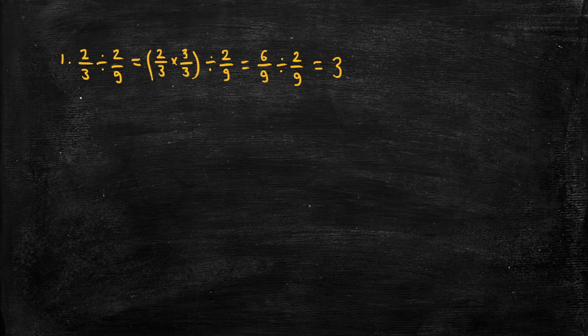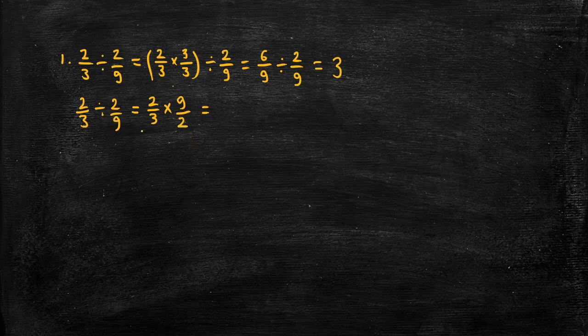So that's one method. Another method is called invert and multiply, or sometimes known as keep, change, flip. And that method works by keeping the first fraction, changing the division sign to a multiplication sign, and flipping the second fraction, or inverting it.